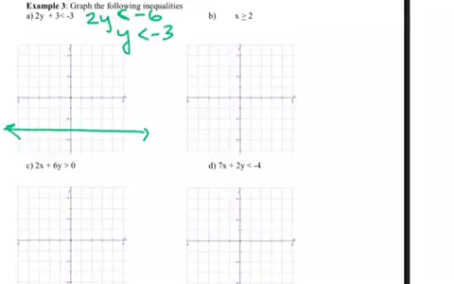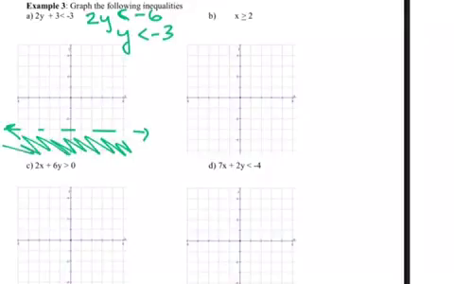But since it's less than, I'm going to make it a dotted line. And it says all the y values that are less than negative 3. So that's below the line. Do one more.